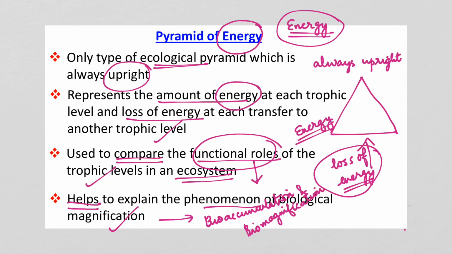So the pyramid of energy is used to compare the functional roles of trophic levels in an ecosystem, and it also helps to explain the phenomenon of biological magnification. So let's see what biological magnification is later, then we will understand this concept better.